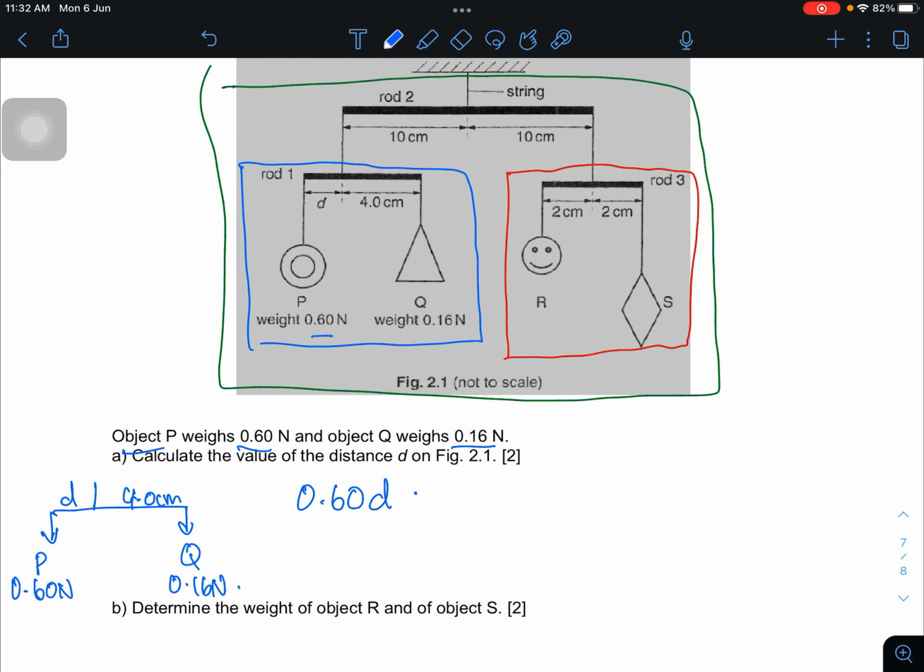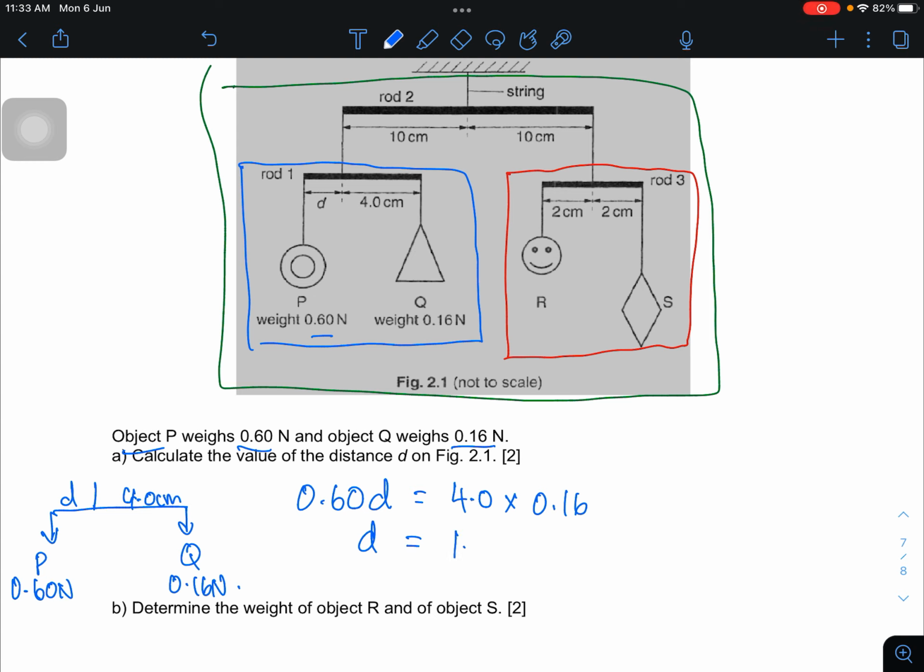0.60 D is equal to 4.0 times 1.6, right? Okay, I thought this is pretty straightforward. So D will be equal to 4 times 1.6, entire thing divided by 0.6. Let me try again. 4 times 1.6. Oh, no, not 1.6. Times 0.16, right? Okay, 4 times 0.16 divided by 0.6.